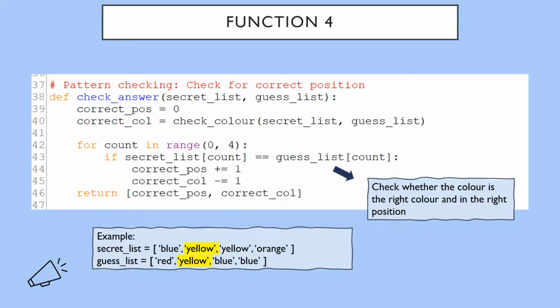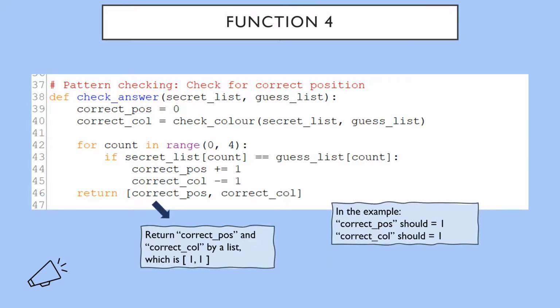Let us look at the example below. So for example, for count equal to 0, we enter the loop. Is secret list index 0, which is blue, equal to guess list index 0, which is red? No, then we skip the code below. For count equal to 1, is secret list index 1 equal to guess list index 1? Yes, both of them are yellow, so we enter the code block. Correct position equals correct position plus 1, and correct color equals correct color minus 1. So in the example, finally both variables will hold the same data, which is 1, and then we return them by putting them into a list.